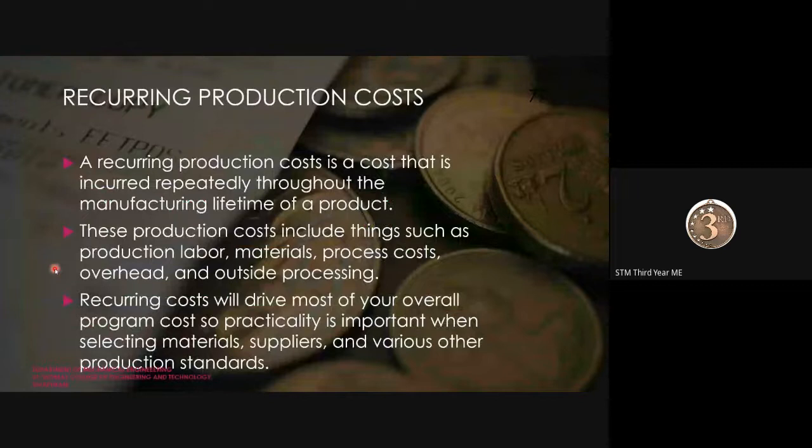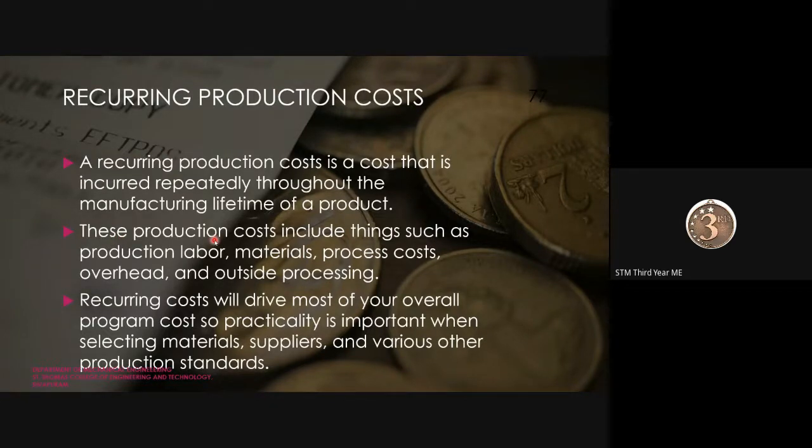So what is a recurring production cost? The term recurring itself means repeating. It is repeating again and again. So the cost is known as recurring production cost, and it is written here. The recurring production cost is a cost that is incurred repeatedly throughout the manufacturing lifetime of a product. So it is being repeated again and again. Such types of cost are known as recurring production cost.